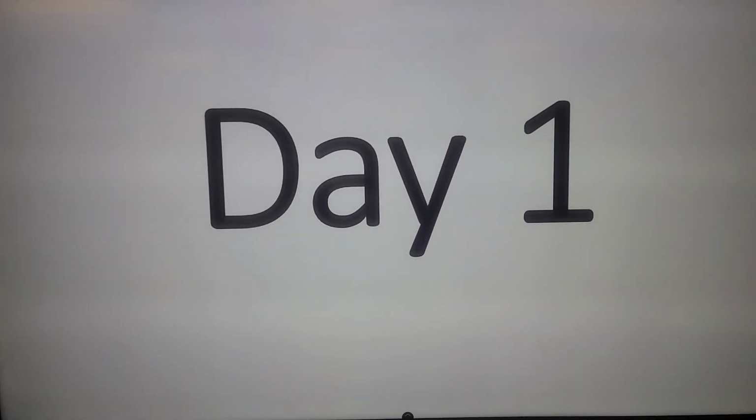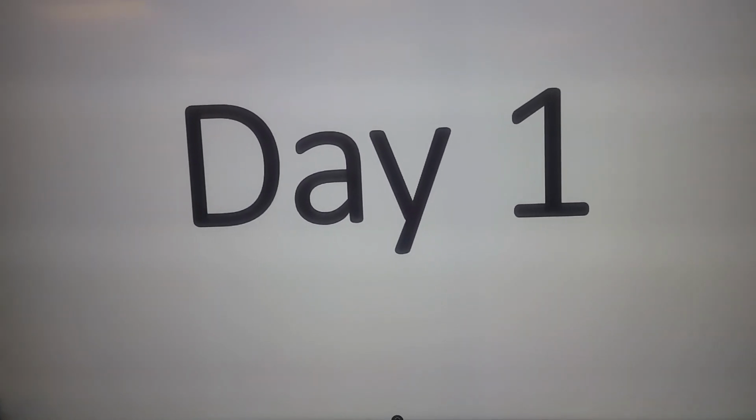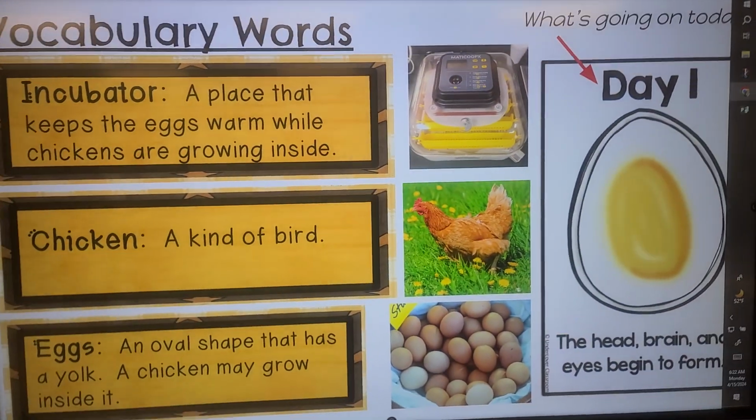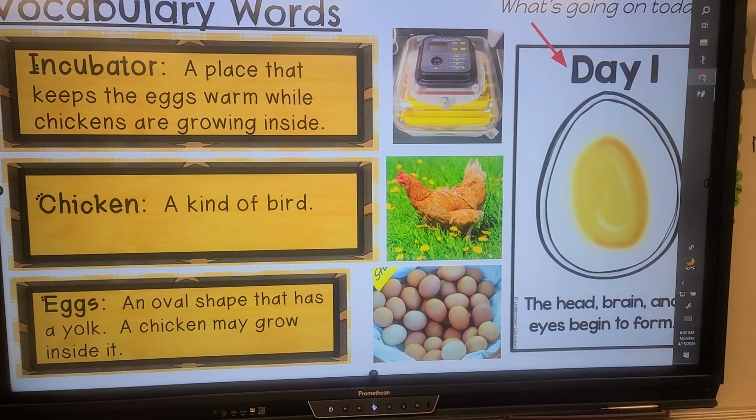Today is Monday, April 15th, 2024, and we are starting day one of our life cycle of a chicken unit. I am super excited to be with you today and to start our process of learning vocabulary words and looking at our chicken timeline picture of what is happening each day.